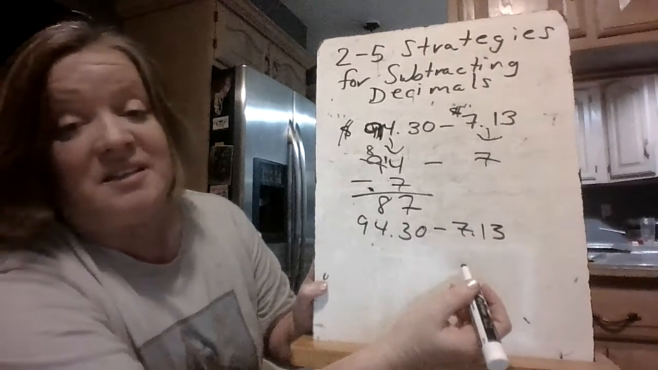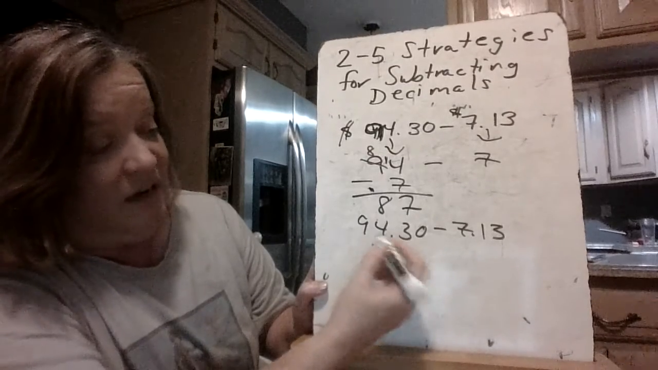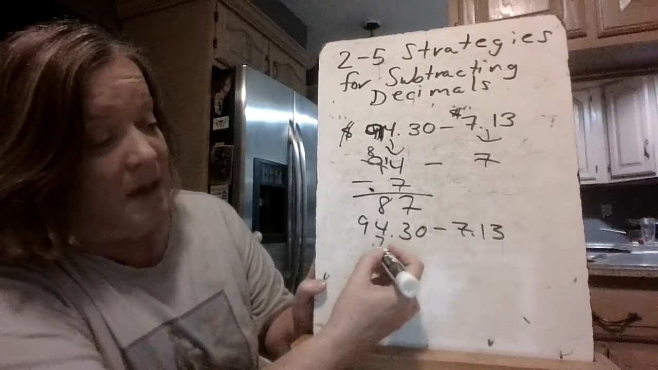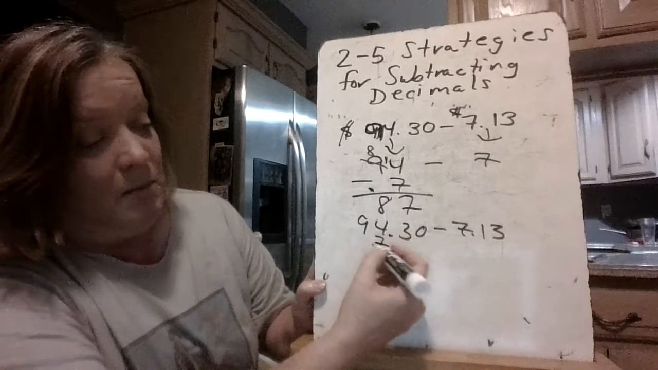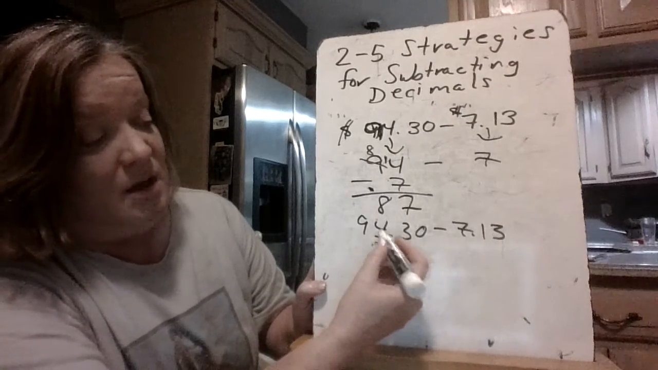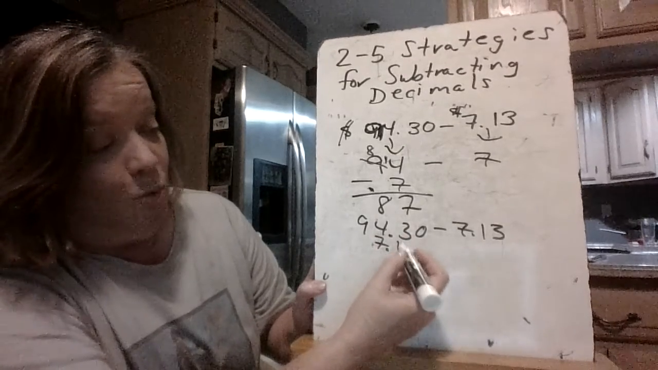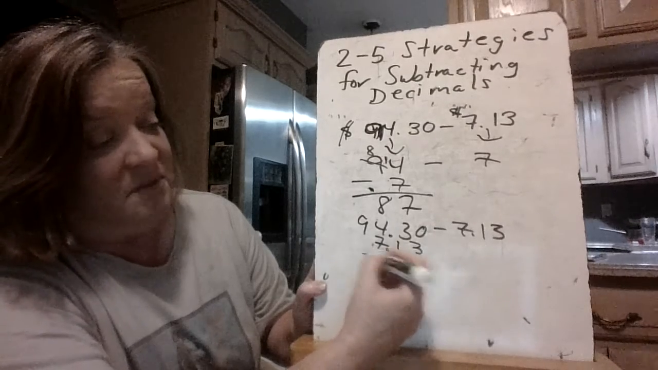Okay, now I'm going to really subtract them. I'm going to put my decimal point down first and line up the numbers, let them fall where they may. Okay, they should be lining up. Once I line up the decimal points, I put the numbers in the slots where they belong. So the 7 goes under the 4 in the ones place. The 1 goes under the 3 in the tenths place. The 3 goes under the 0 in the hundredths place.